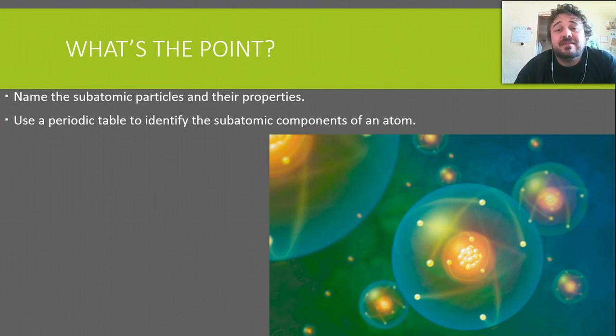So what's the point? This is what you should be able to do by the end of this lesson, or what the goal is. By the end of this lesson you should be able to name the subatomic particles and their properties. You should also be able to use a periodic table to identify how many of each subatomic component there is in an atom.